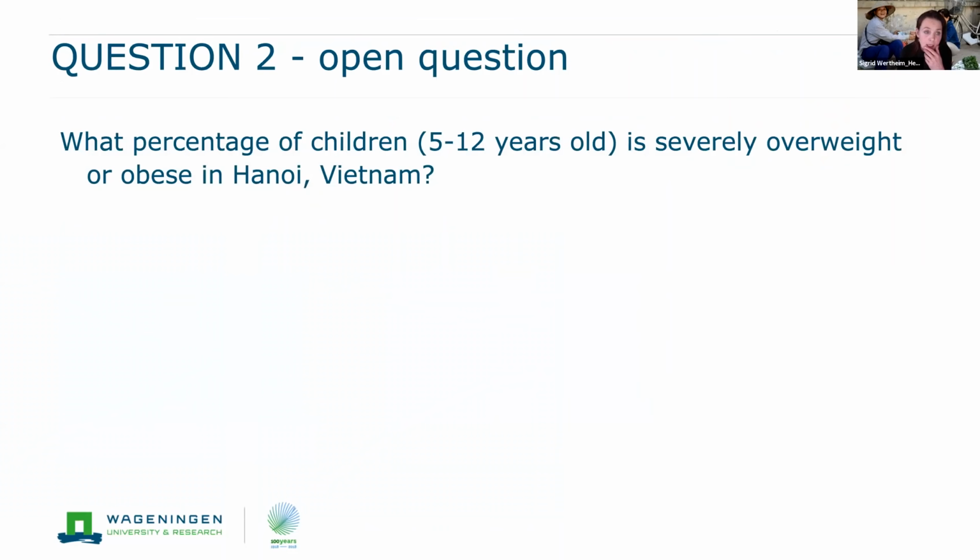And then again, I would like you to briefly reflect on what you think, what percentage of children in the age group 5 to 12 years old in this case is severely overweight or obese in Hanoi. So considering that Vietnam is not yet a country facing large percentages of obesity, what do you think is happening among these children? Any ideas of the percentage?